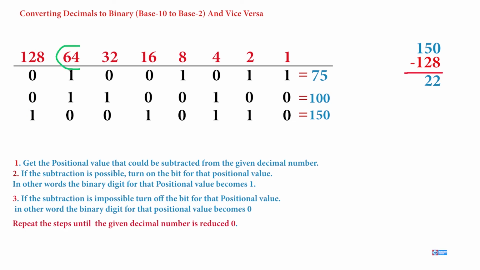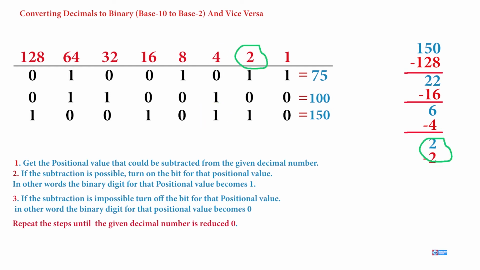Now, we can't subtract 64 from 22, so we put 0 here. Again, we cannot subtract 32 from 22, so we put 0 here too. Now, we can subtract 16 from 22, so we put 1 here. We cannot subtract 8 from 6, so we put 0 here. Now, 6 minus 4 is possible, so we put 1 here.